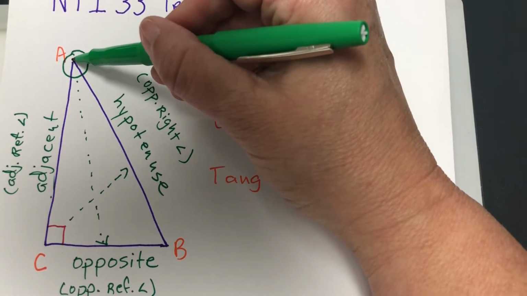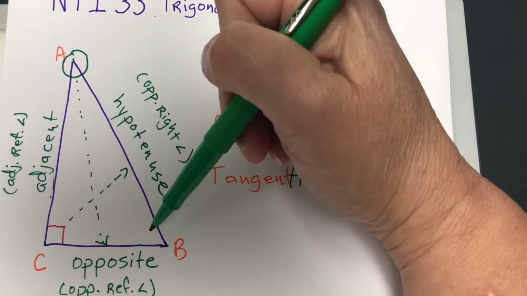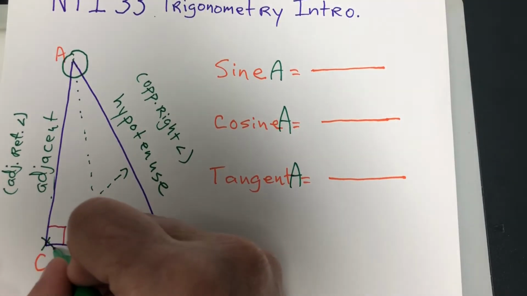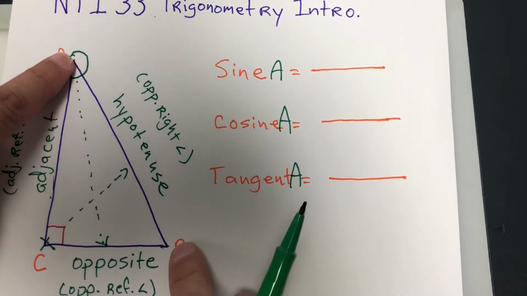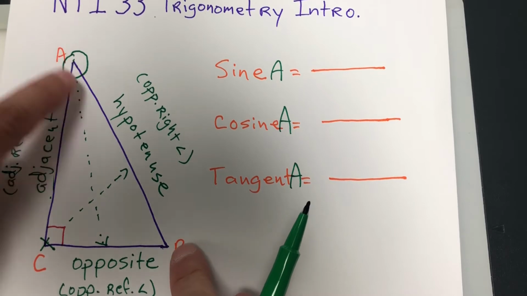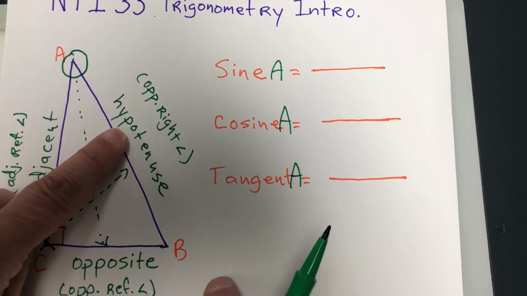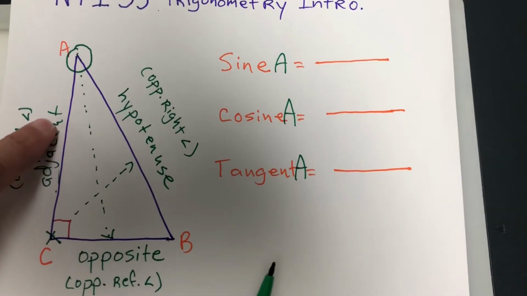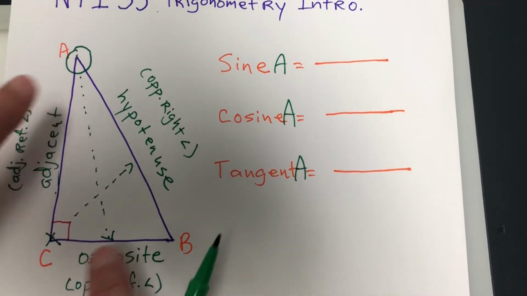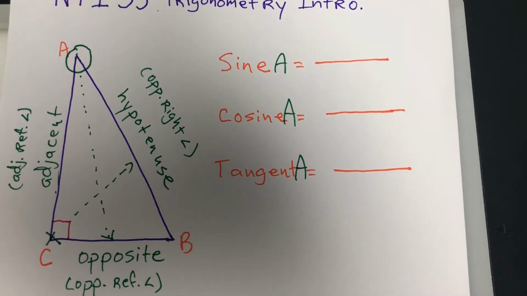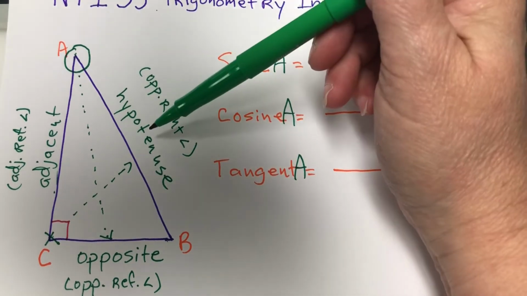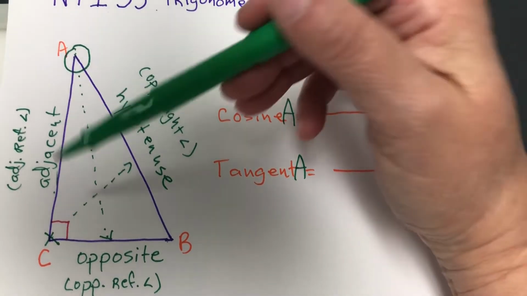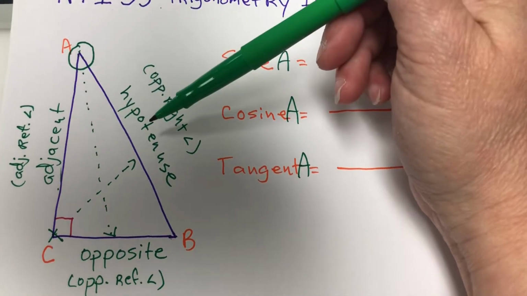The reference angle is always going to be one of the two acute angles. The right angle can never be a reference angle. So only your two acute angles can be a reference angle. So the hypotenuse is always going to be a side of your reference angle. Remember, these are called legs. So one of your legs is always going to be a side of your reference angle. So one of the legs will be adjacent, the other leg will be opposite, and then you'll always have your hypotenuse. So you're always going to have opposite, adjacent, and hypotenuse.